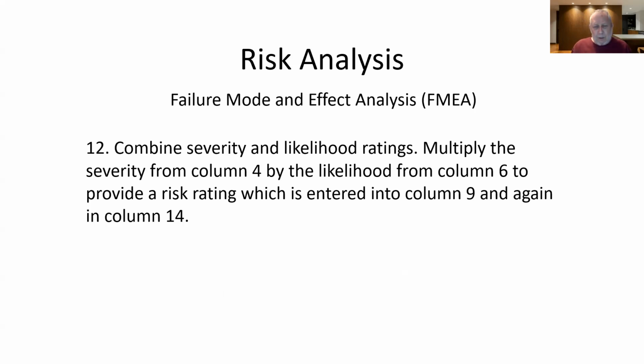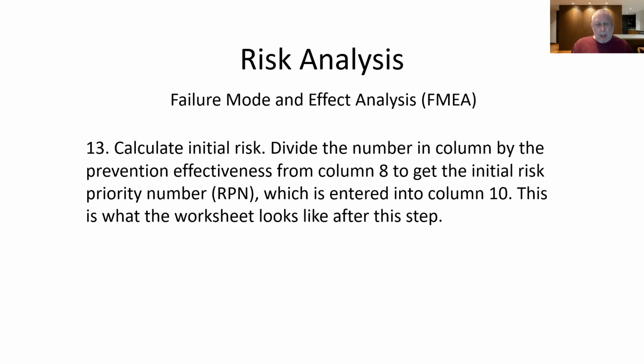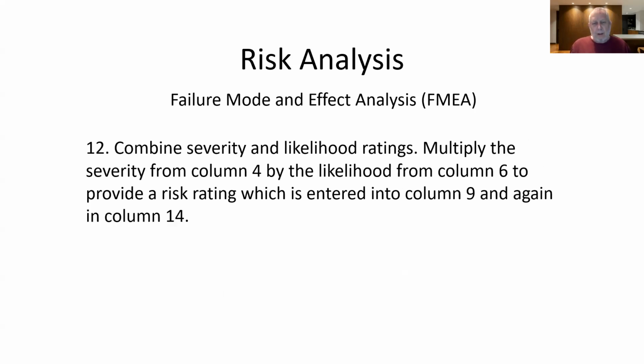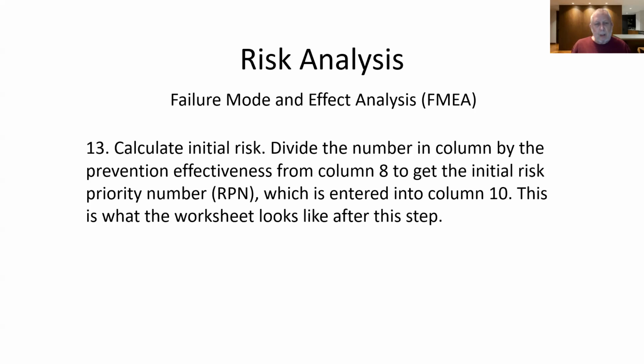Combine severity and likelihood ratings. Multiply the severity from column 4 by the likelihood from column 6 to provide a risk rating, which is entered in column 9 and again in column 14. And calculate initial risk. The reason why we're putting it in 9 and 14 is that's the initial one, and we're gonna use it right now, and then we threw it in the column 14 because we're going to use it in a couple steps later.